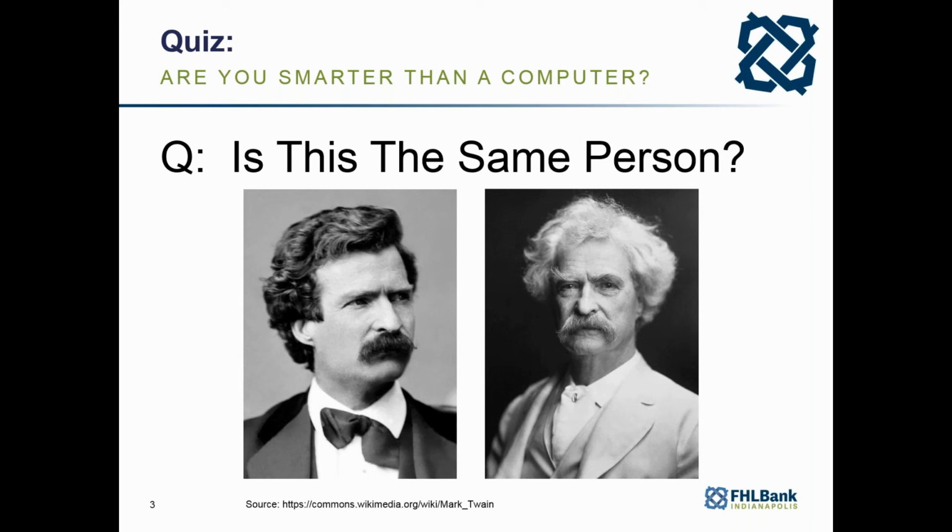Now the responsibility I have then is to collect that data set. So for example, if I only give it pictures of Mark Twain when he's older, it's going to miss the picture on the left, or when he's really young. So you can see where the data becomes extremely important.